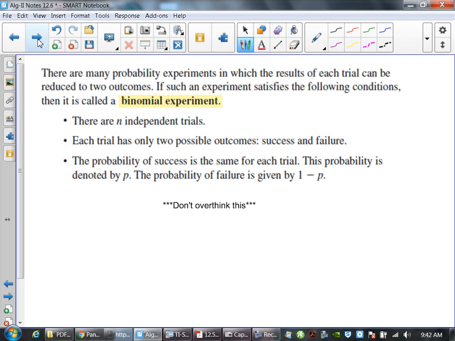Don't write any of this down. I want you guys to read through this with me about how this works. Probability experiments: for this binomial experiment, there's going to be n independent trials. Each trial has two possible outcomes: success or failure. Pretty easy. It's kind of like flipping a coin, heads or tails. Rolling a die: you're going to roll a 3 or you're not going to roll a 3. Success, failure. The probability of success is the same for each individual trial. If I'm rolling a die, every time I roll, the probability of getting a 3 is what? 1 out of 6.